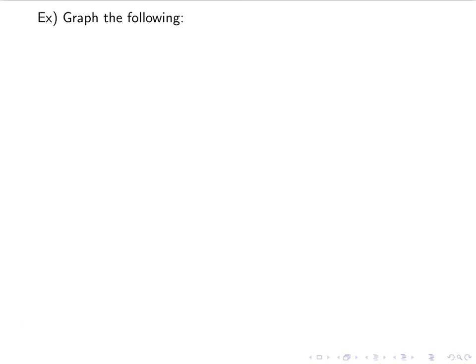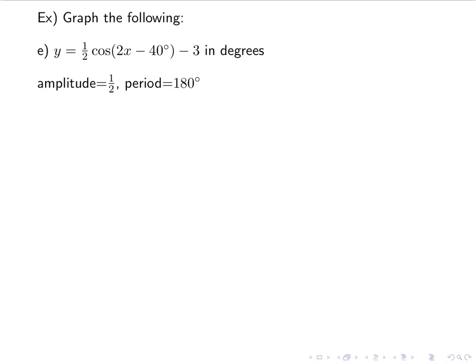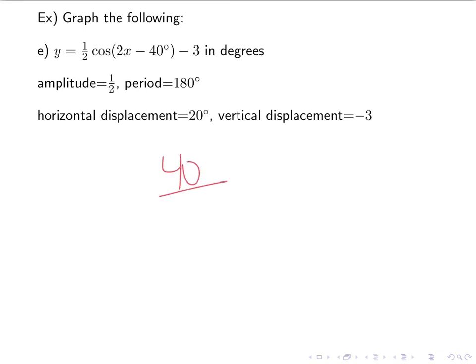All right, so here's another one. y equals 1/2 cosine of (2x minus 40 degrees) minus 3, in degrees. So our amplitude is 1/2. Our period is 180, and again, that's 360 divided by 2, which is my B. I have a vertical displacement of -3 and a horizontal displacement of 20. So again, that's -C over B. So -C is 40, over 2 gives me my 20 degrees.